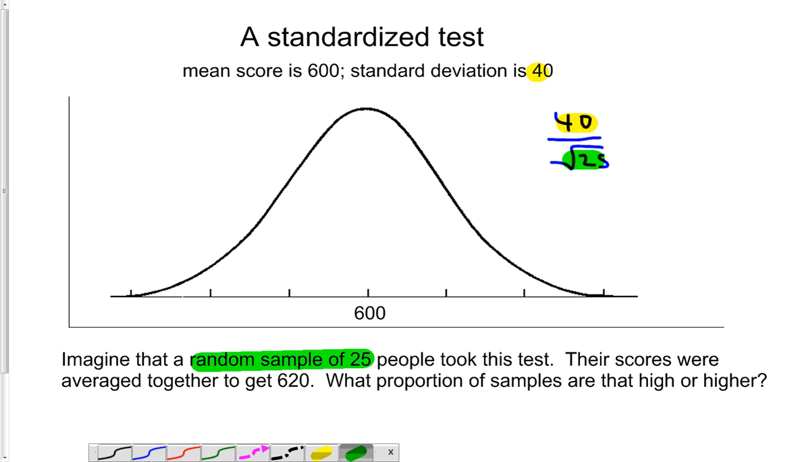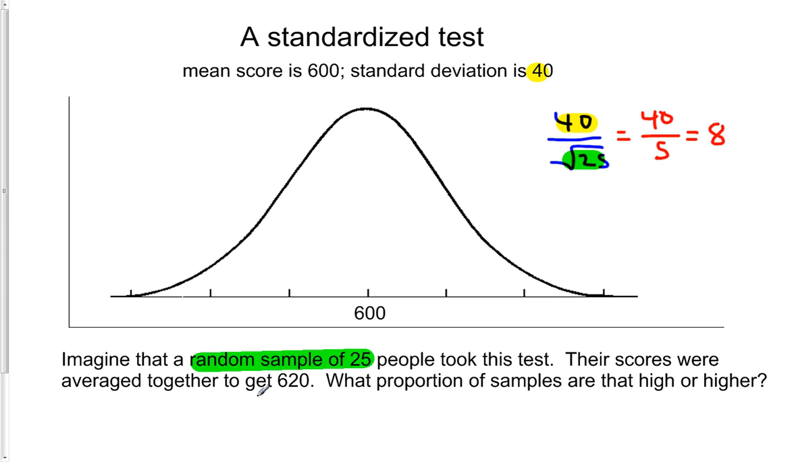So our new standard deviation is going to be equal to 40 divided by, well, square root of 25 is 5. So that's going to come out to a new standard deviation of 8. Now, in this problem, it came out cleanly. In most problems, you'll end up using your calculator and you'll get a messy decimal. So don't expect it to be this nice every time.